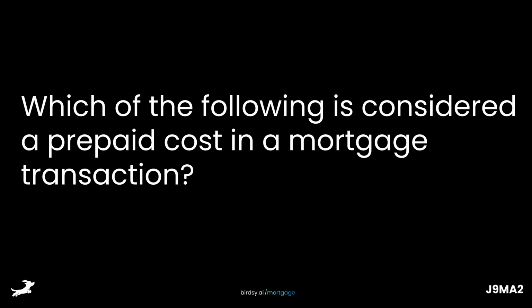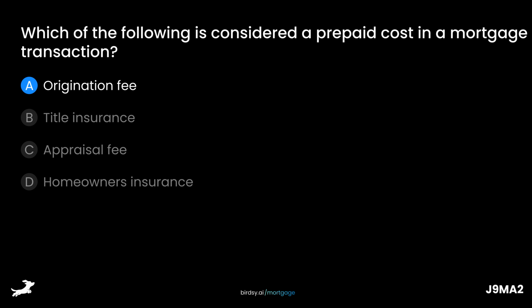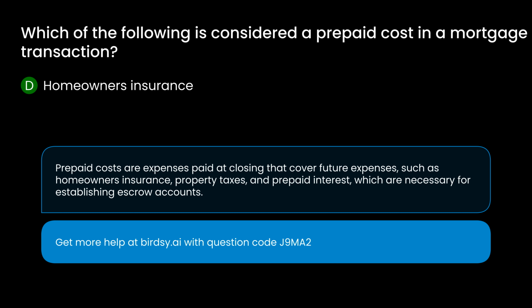Which of the following is considered a prepaid cost in a mortgage transaction? Is it A, origination fee, B, title insurance, C, appraisal fee, or D, homeowner's insurance? The answer is D, homeowners insurance. Prepaid costs are expenses paid at closing that cover future expenses, such as homeowners insurance, property taxes, and prepaid interest, which are necessary for establishing escrow accounts.